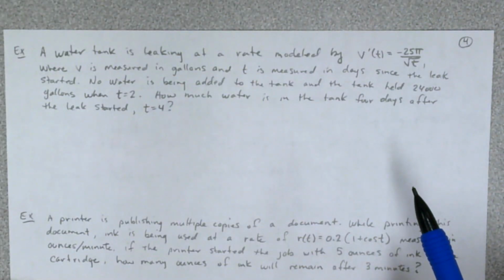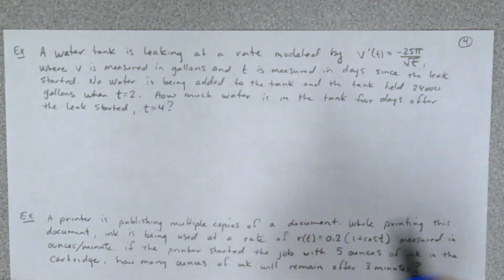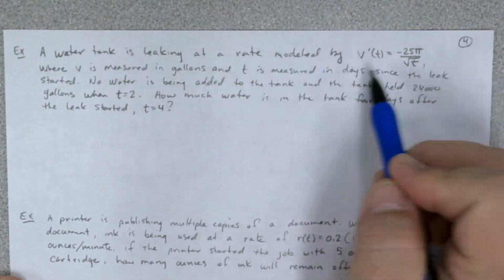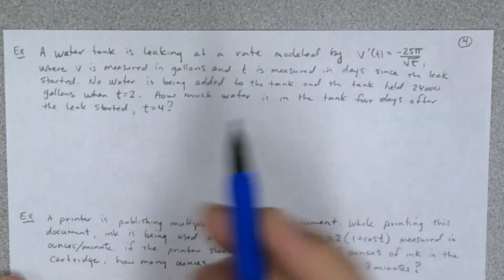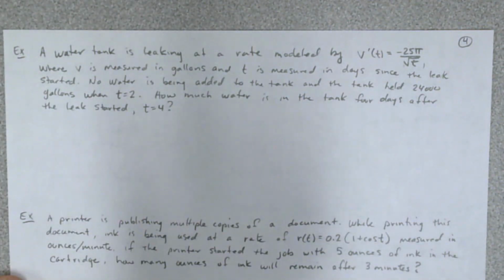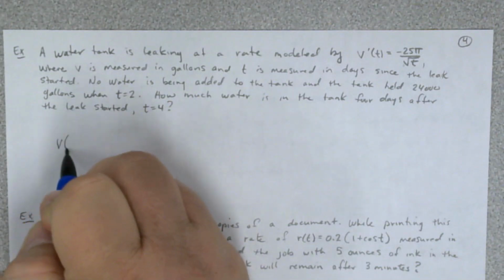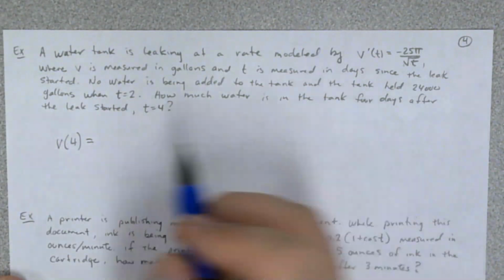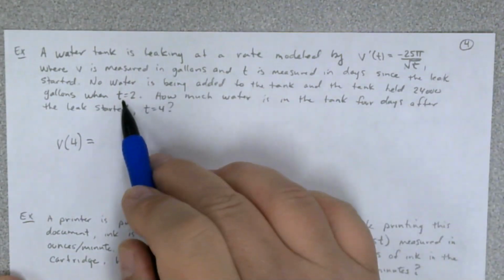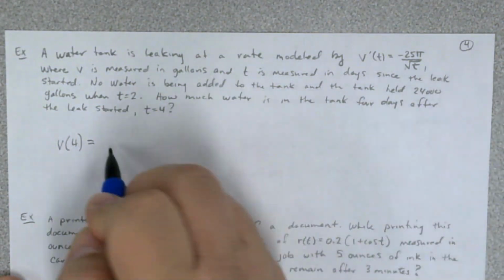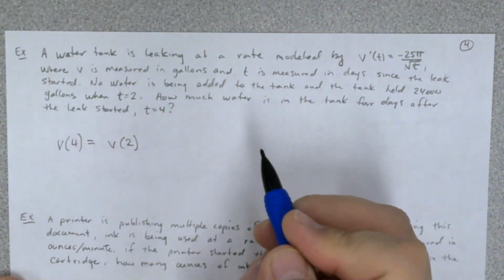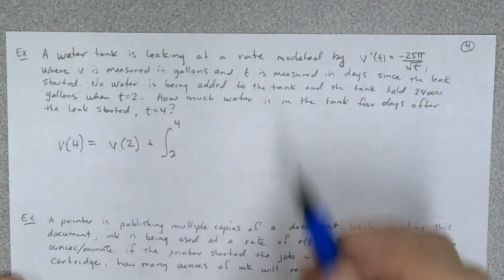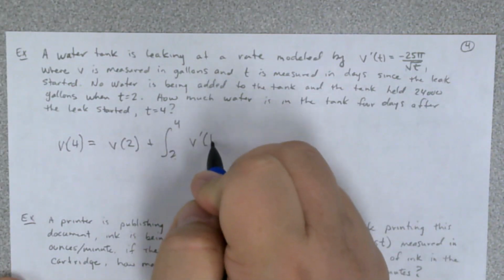Okay? So again, we're going to use that formula. This is the rate at which water is leaking out, so V is actually the thing we're looking for. I want to know, what is V at 4? The volume at 4. Well, I have a starting value. When t was 2, I had 24,000 gallons, so that means V of 2 is my start value. And then I need my displacement from 2 to 4, because those have to match. And I'm going to integrate the rate at which water is leaking.